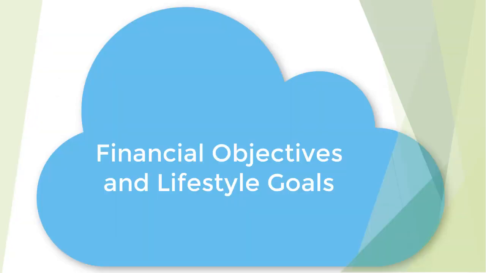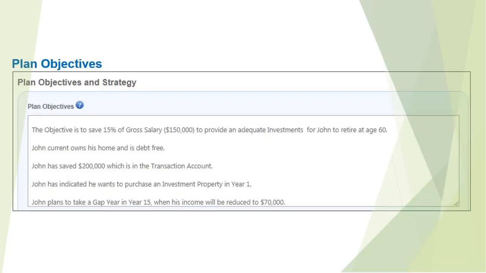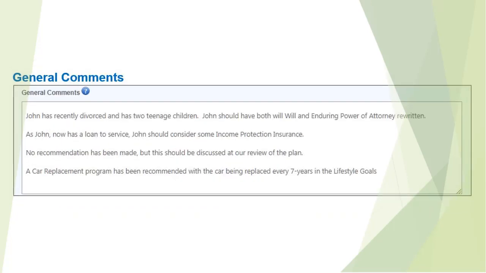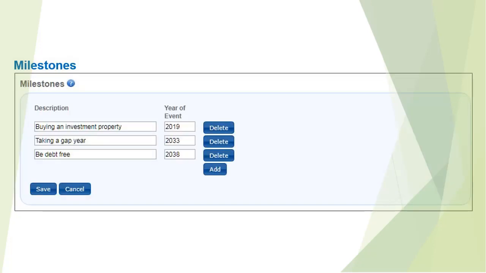This information can be found in the report Financial Objectives and Lifestyle Goals. For this plan, the following information has been included on the chevron Objectives. The main strategy has been written and some general comments. In addition, milestones have been added. Note that the person is taking a gap year and wants to be debt-free by the end of the plan.